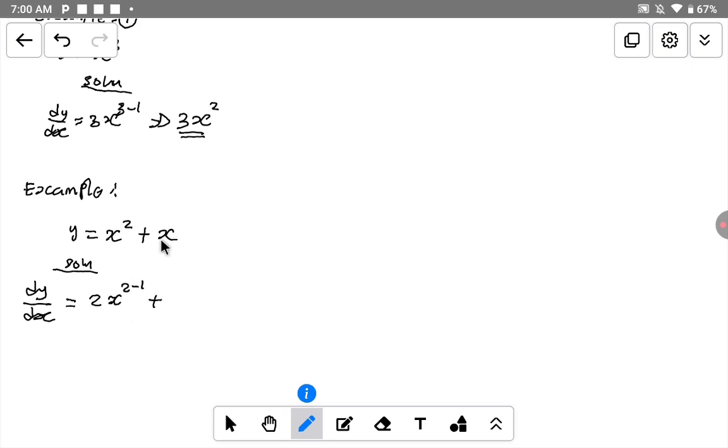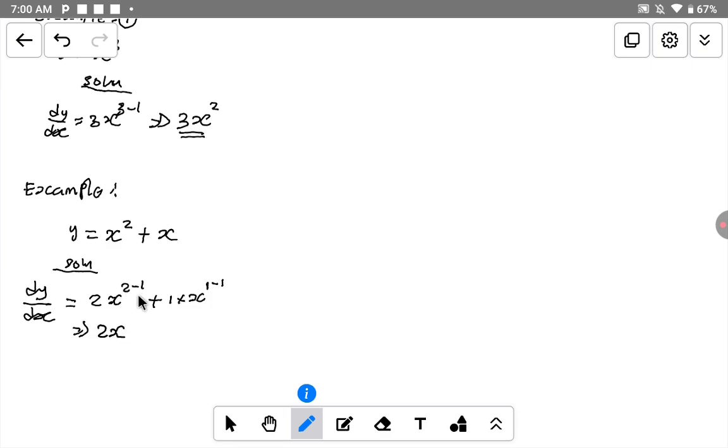Plus the second term here, the index is 1. That is 1 multiplied by s, and we subtract 1 from the index, that is minus 1. Now this one becomes 2 minus 1, that is 1. So you have 2s.